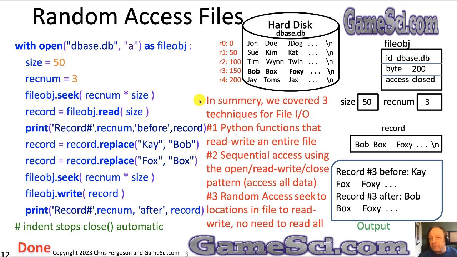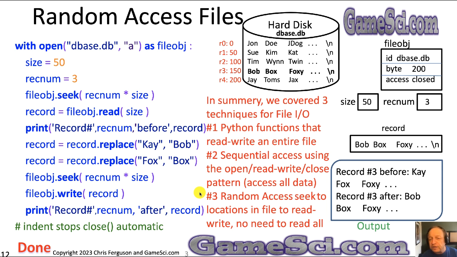In summary, we have covered 3 techniques for file I/O. Number 1, we looked at the Python functions that read and write an entire file all at once. This is for small files that will easily fit into RAM memory. Number 2, we looked at sequential access using the open-read/write-close pattern. This is where you open the file and read all the data from beginning to end, because maybe the file's too large to fit in RAM memory.